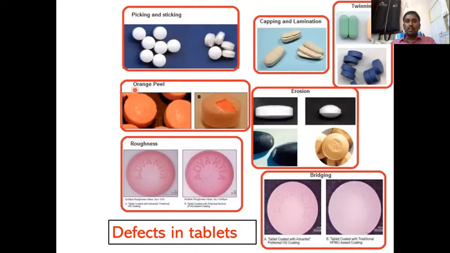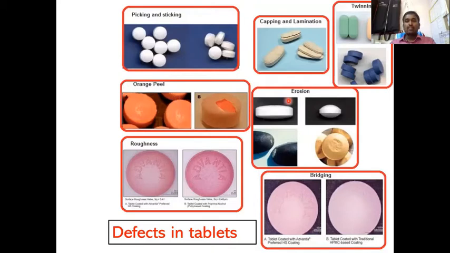Another one is orange peel. This is especially applicable to coated tablets. You could see some colored tablets. Initially the tablet is white in color. For better appearance and patient compliance, they coat it with some material. Sometimes this coating comes out, whatever the reason, and that kind of problem is called peeling or orange peel.